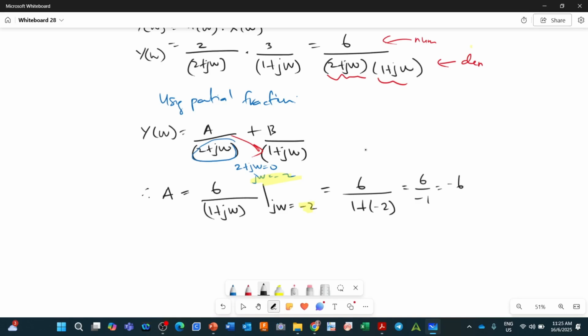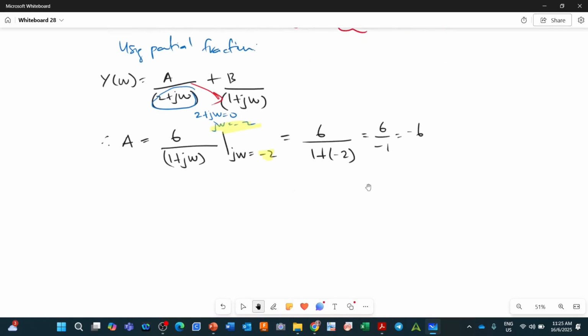Anyone okay with it? Basically, you substitute, and you get 6 over 1 plus j omega, whereby j omega equal to minus 2. How do you get minus 2? You take 2 plus j omega equal to 0, so j omega equal to minus 2. Then you substitute j omega with minus 2. So you have 6 over 1 minus 2, you get minus 1, so minus 6. Okay, so do next for B. Find what is B using partial fraction.